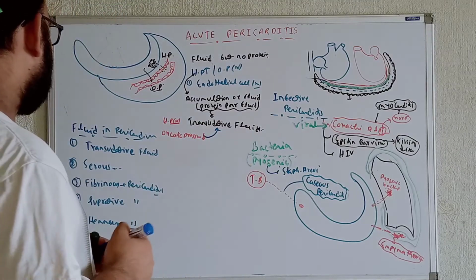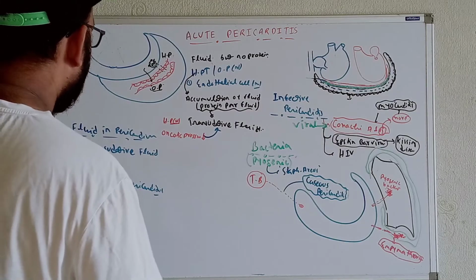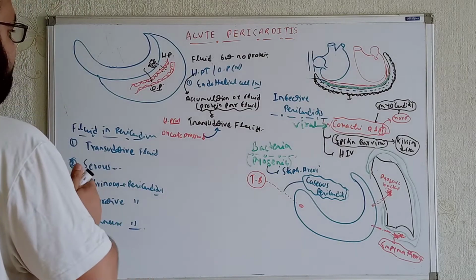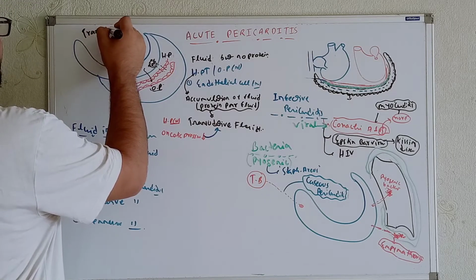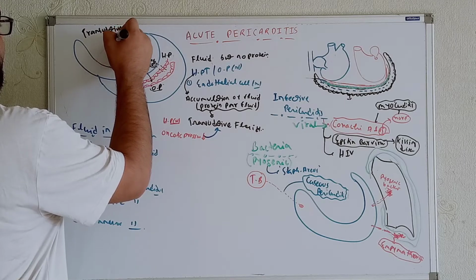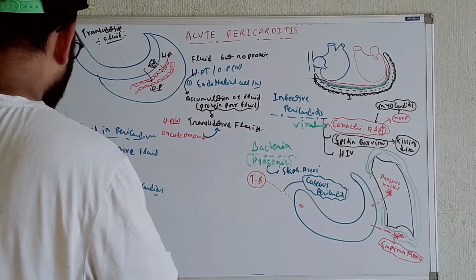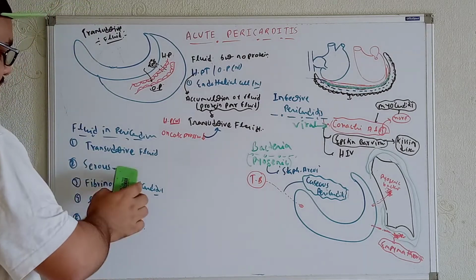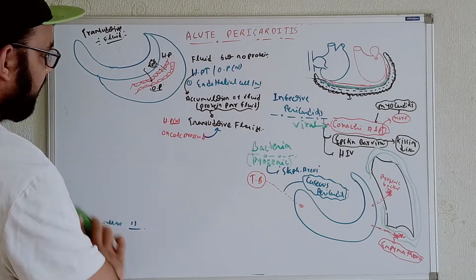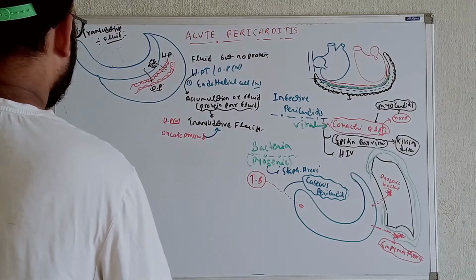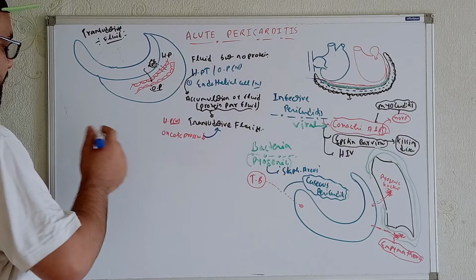Now we'll talk about the second thing, the serous fluid. When will we get the serous fluid? It was all about the transudative fluid so far. Now we'll talk about the serous, then the fibrinous, then the suppurative, then the hemorrhagic. So now we'll talk in detail about the serous.